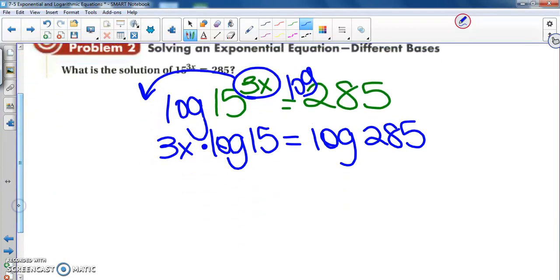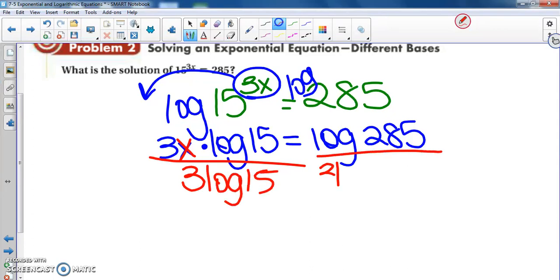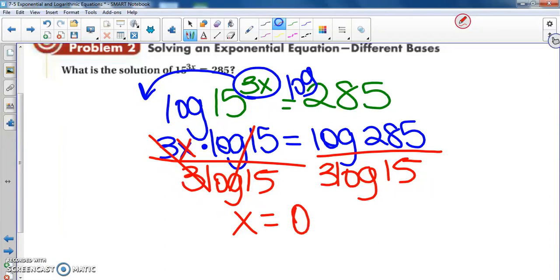We want to solve for x. So in order to get x by itself, we have to divide by everything else it's being multiplied by. So we divide by 3 log 15 on both sides. We're left with x is equal to log 285 divided by 3 times the log of 15. We put that in our calculator, and we get 0.696.